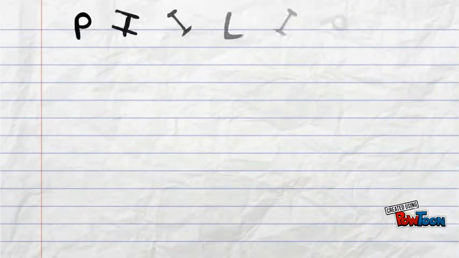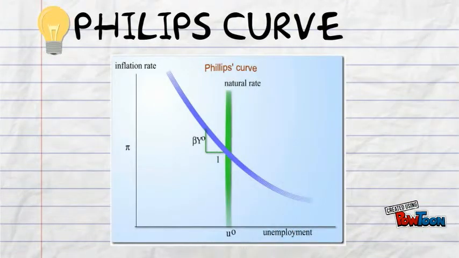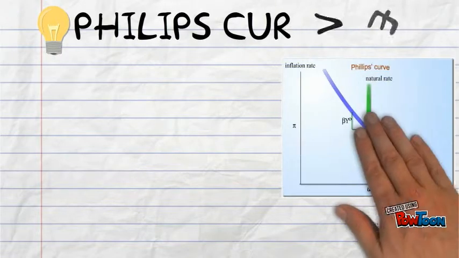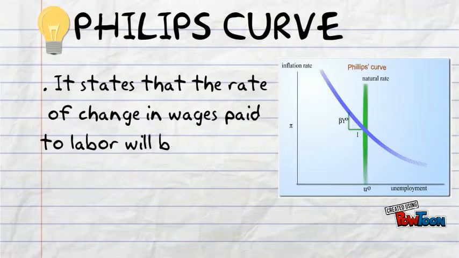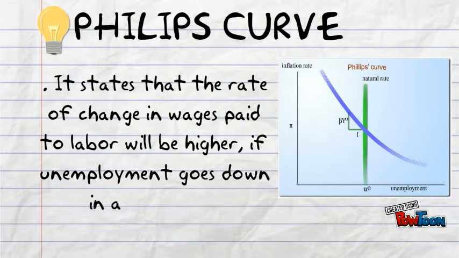What is the Phillips curve? Stagflation and the Phillips curve go hand in hand in modern macroeconomics to depict a period of uncontrollable price inflation combined with slow output growth. The Phillips curve contradicts the traditional idea of explaining stagflation through the relationship between unemployment and the rate of inflation in an economy. It states that the rate of change in wages paid to labor will be higher if unemployment goes down in an economy.